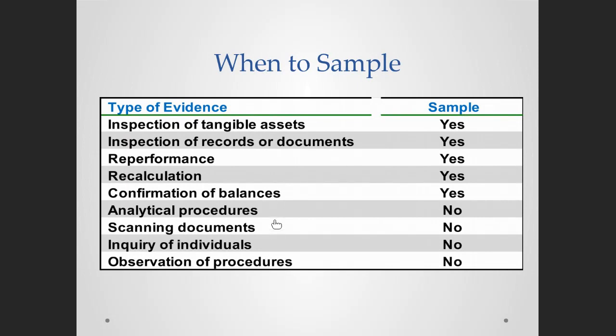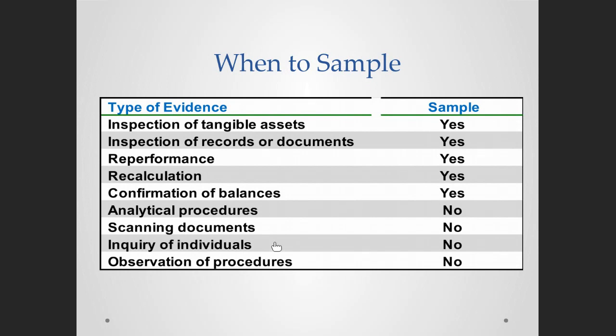The next is scanning of documents. When we say documents, in this case, we don't mean receipts and invoices and sales orders. We mean the footnotes. We mean the minutes of the meeting. We mean the important documents that are few. And we can read all of them. We can look at all of them. We don't need to take a sample because there are not many, right? There aren't many.